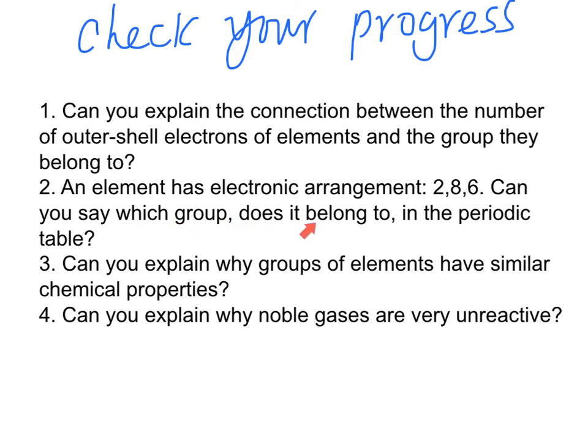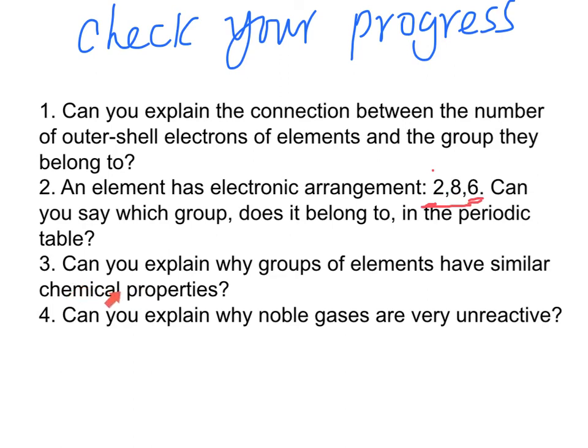The second question, an element has electronic arrangement of 2, 8, 6. Just have a look at the outer shell electron, which in this case is 6. So this is an element which belongs to group number 6. You can actually find what element it is by looking in the periodic table for an element or an atom with atomic number 16, because 2 plus 8 is 10 plus 6 is 16. So if you look for an atom with 16 atomic number, you can find exactly what element that is and check if it belongs to group 6.